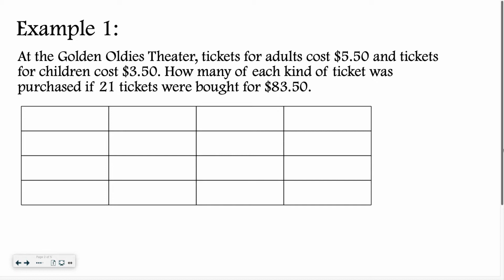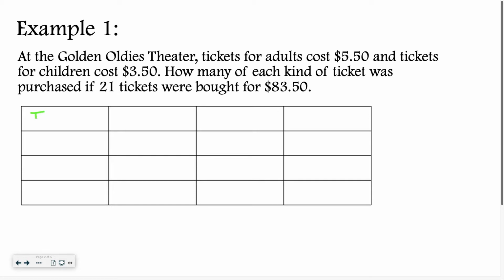So, at the Golden Oldies Theater, tickets for adults cost $5.50 and tickets for children cost $3.50. How many of each kind of ticket was purchased if 21 tickets were bought for $83.50? The way that we solve this problem is, you can see there's a table there, and I'm going to teach you how to solve this using a table.